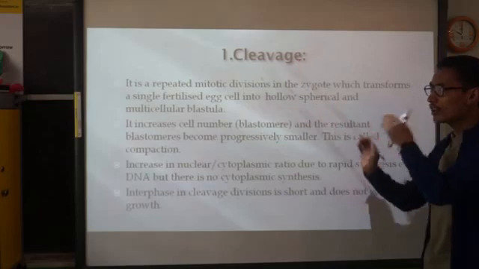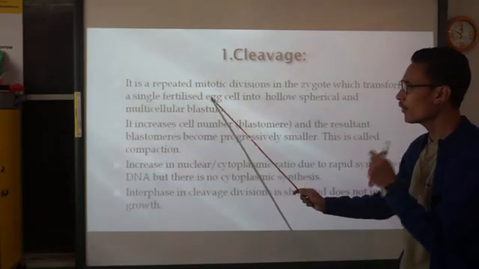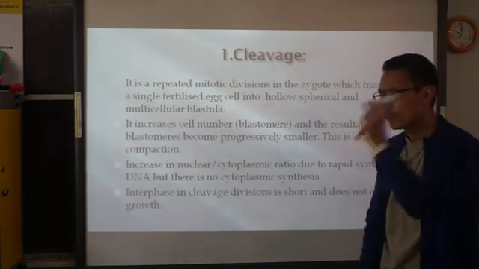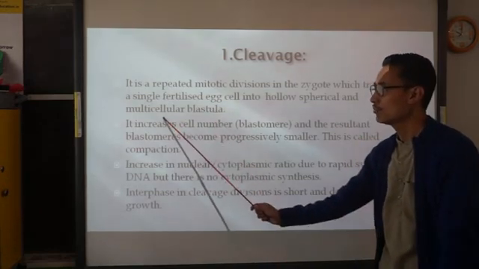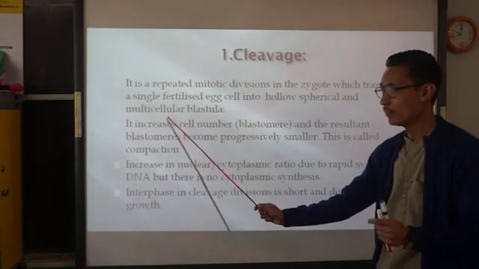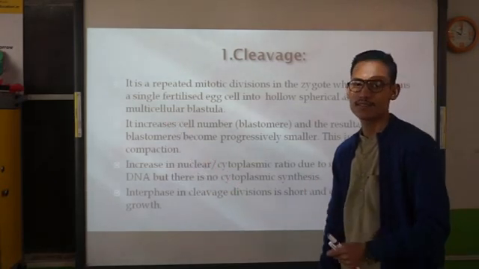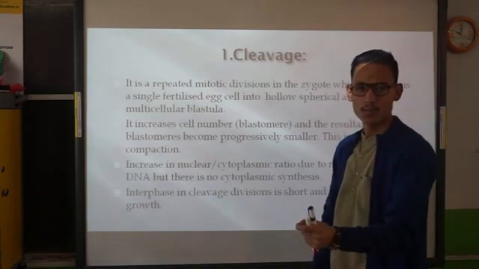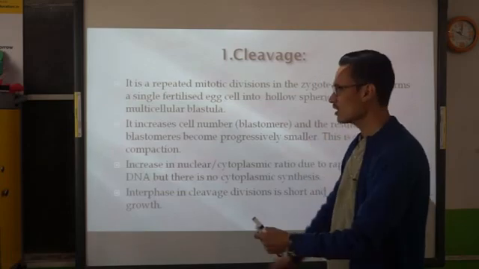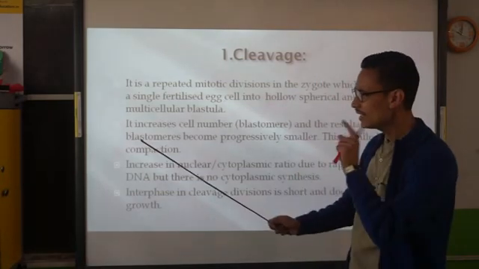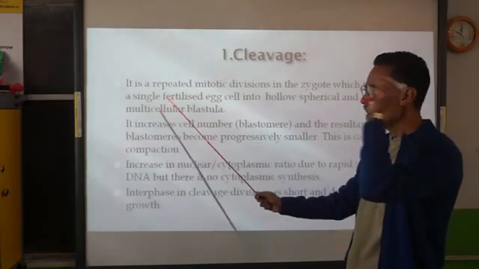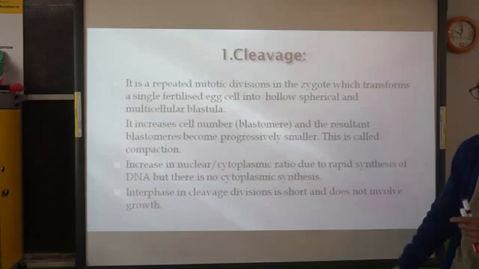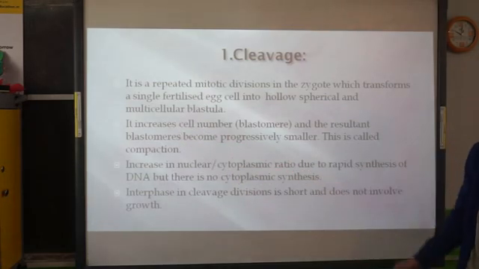And this particular cleavage occurs from a single fertilized egg cell. Clear? Till where? It will form the blastula, which is multicellular. So multicellular means it is composed of many cells. Clear? So from a single zygote, it will keep on dividing continuously by mitotic divisions until it forms the multicellular blastula. Clear? Now, second thing, it increases cell number.